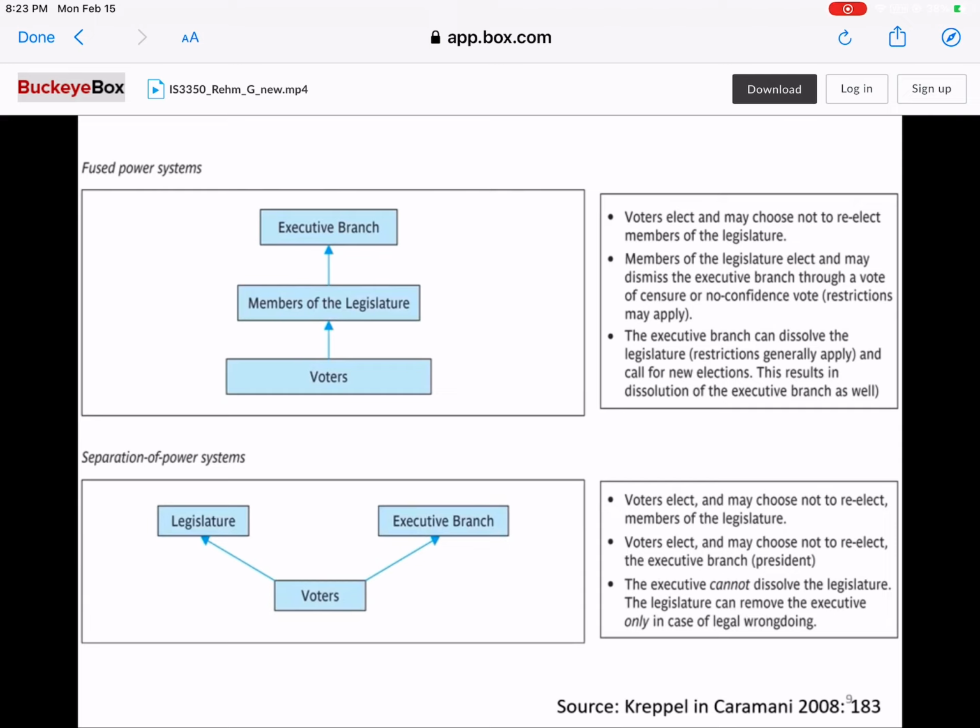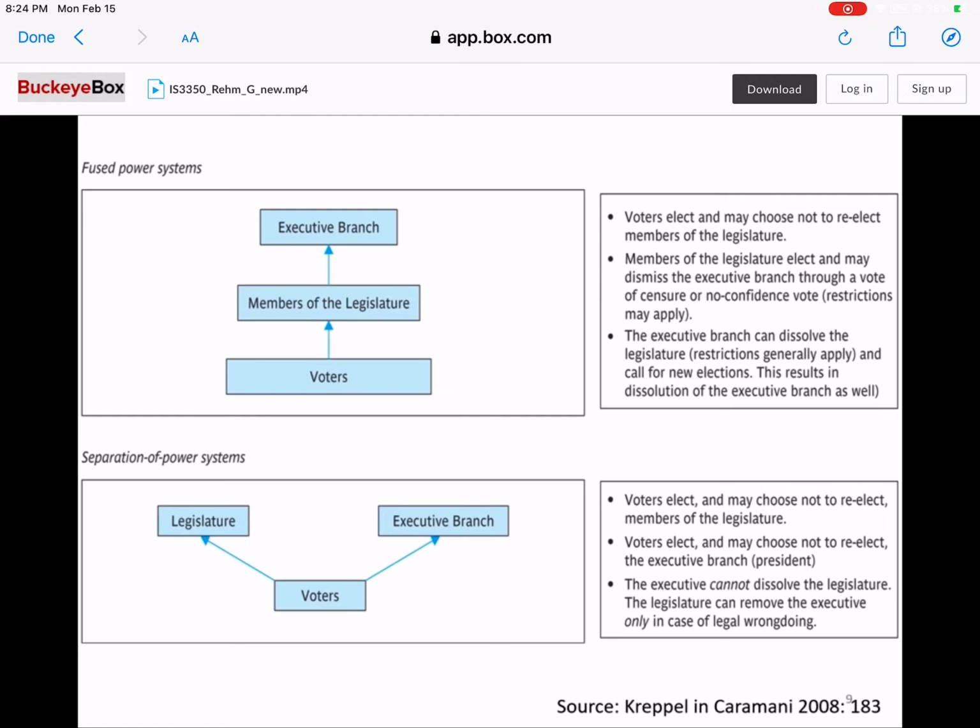In separation of power systems, which are here at the bottom, you have two separate elections. On the one hand, just as above, you have voters electing a legislator in the parliament. However, it's not the parliament that elects the executive branch, as in the fused power systems, but it's the voters that in a separate election select the executive branch. Often these elections are on the same day, but these are still separate elections with separate ballots.